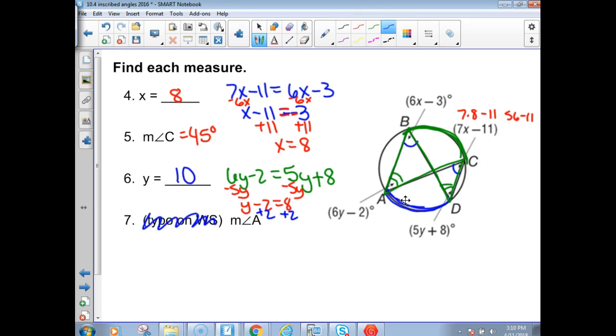So measure of angle A, plug back in. We got 10, so it's going to be 6 times 10 minus 2. That's 60 minus 2, or 58 degrees.